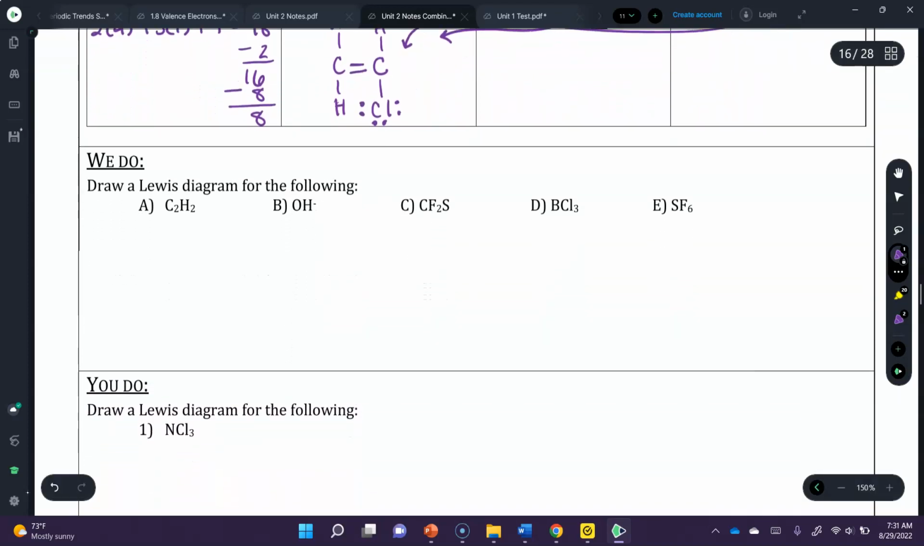Okay, so now please pause the video and attempt the questions for these. As a hint, if we see a charge on something, you need to put the drawing in brackets and put the charge in the top right to indicate that there's a -1 charge on that entire thing. So please pause the video and attempt these yourself.